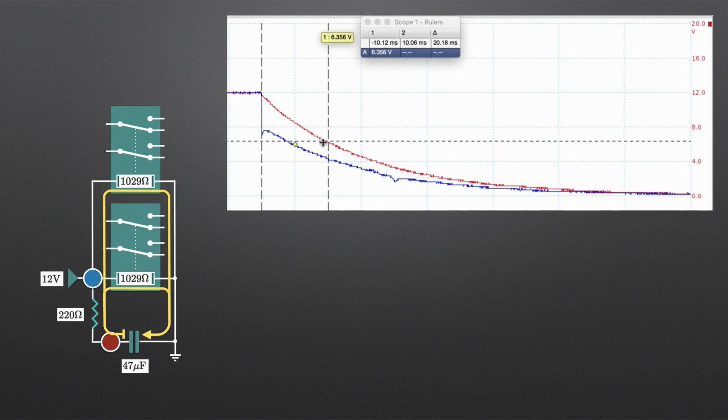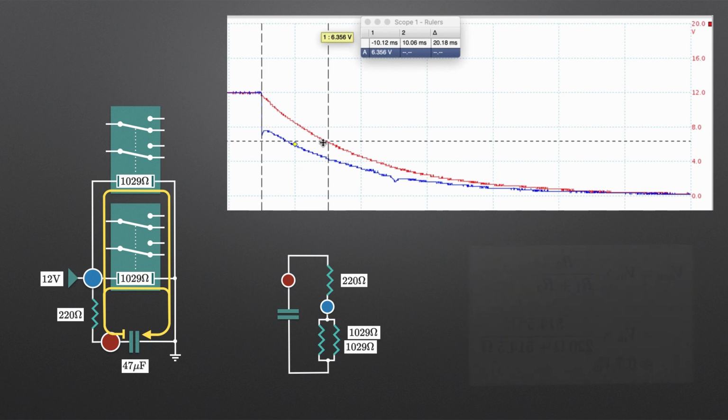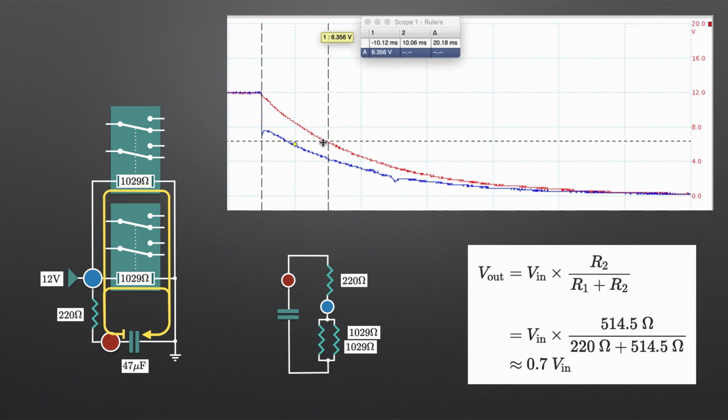With a rearranged version of this circuit, it's even easier to spot. Using the formula for a basic potential divider circuit, we can place in the R1 value of 220 ohms and the R2 value, which is made up of two 1029 ohm resistors in parallel. This result states that the voltage at the blue probe will be roughly 70% of the voltage at the red probe. Looking back to the scope trace, we can see that at the start of the blue line, ignoring the dip for a moment, it's around 8.4 volts, which is 70% of 12 volts.